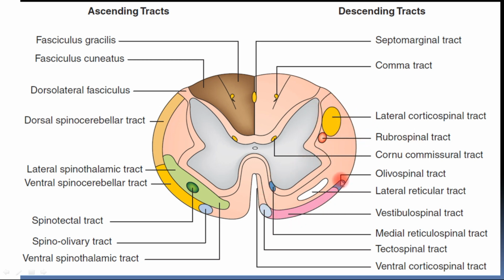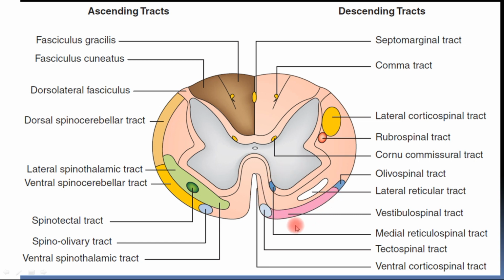And let us see in the anterior funiculus of the white matter, there occurs the olivospinal tract, the lateral reticular tract, the vestibulospinal tract, the ventral corticospinal tract, the tectospinal tract, and the medial reticulospinal tract. So these all are located on the anterior funiculus of the white matter.